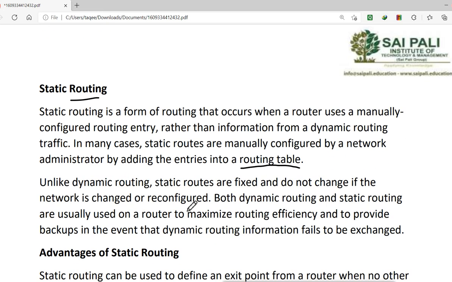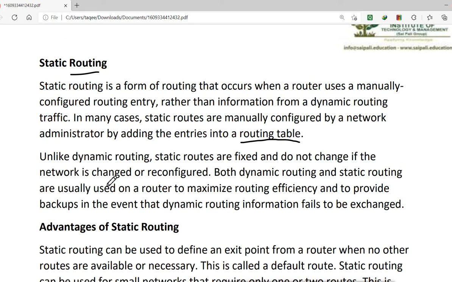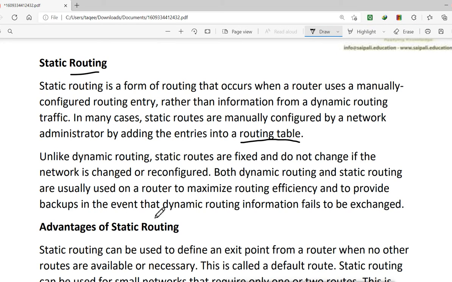So in static routing, we create the routing table manually. Unlike dynamic routing, static routes are fixed and do not change if the network is changed or reconfigured. The route will never change, because we manually configured it, and it will not change if the configuration or the network changes. Both dynamic and static routing are usually used on a router to maximize routing efficiency and provide a backup in the event that dynamic routing information fails to be exchanged.